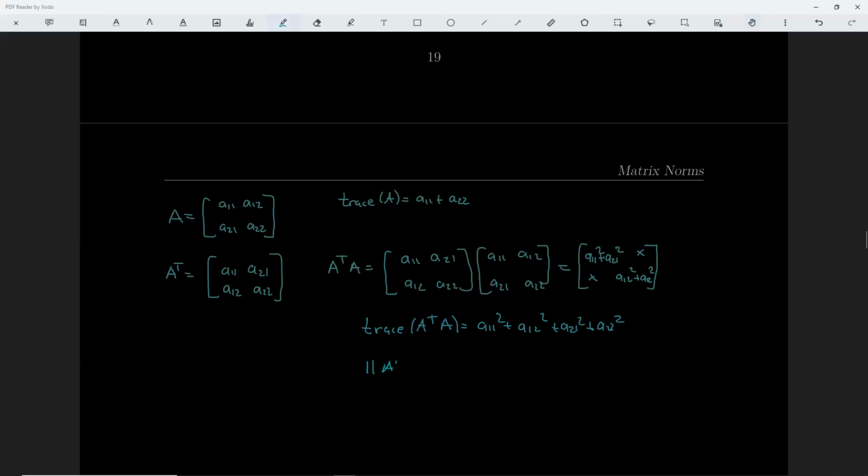The two norm of the matrix is then equal to the square root of the trace of A transpose A. And this is also known as the Frobenius norm.